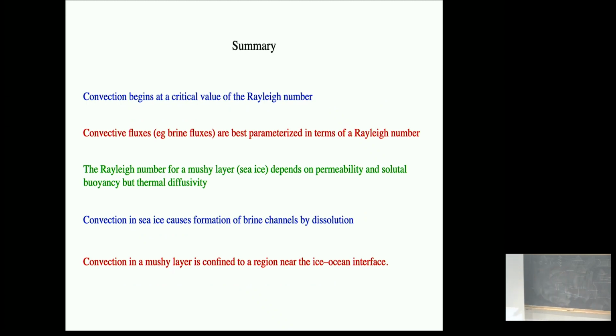So finally, what have we seen today? Convection begins at a critical value of the Rayleigh number, order 10. That we can really have a dynamic parameterization of convection at a scale that's useful for climate models, parameterized in terms of a Rayleigh number. And we've seen that that Rayleigh number, a very special sort of Rayleigh number, depends on permeability and solutal buoyancy, but thermal diffusivity, because of the way that the temperature field interacts with the salt field.